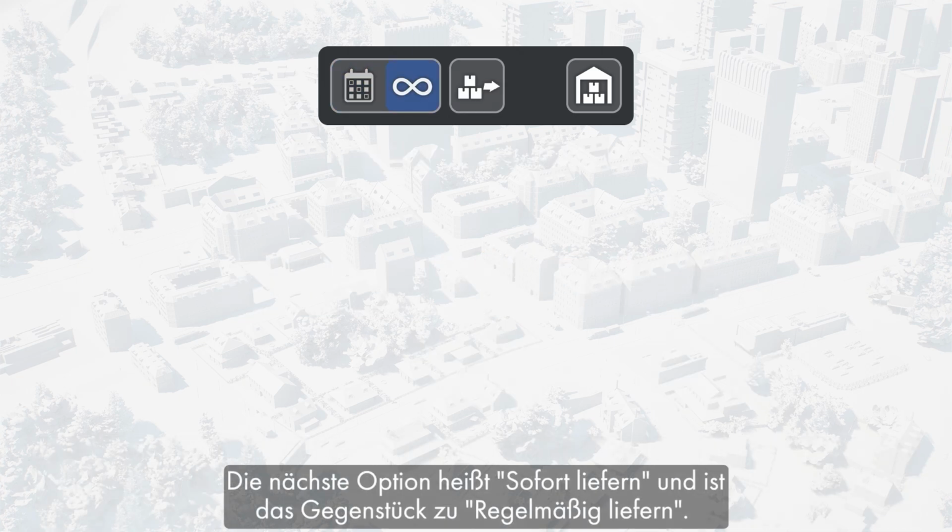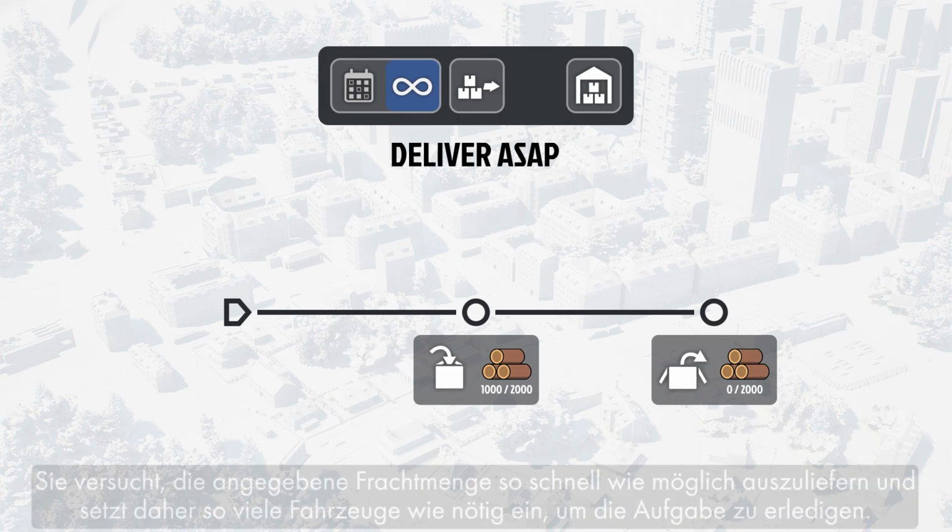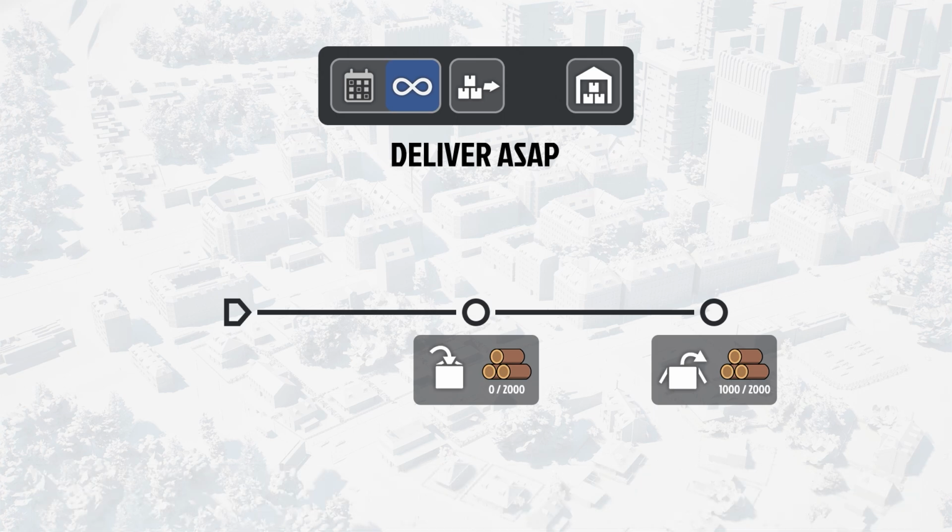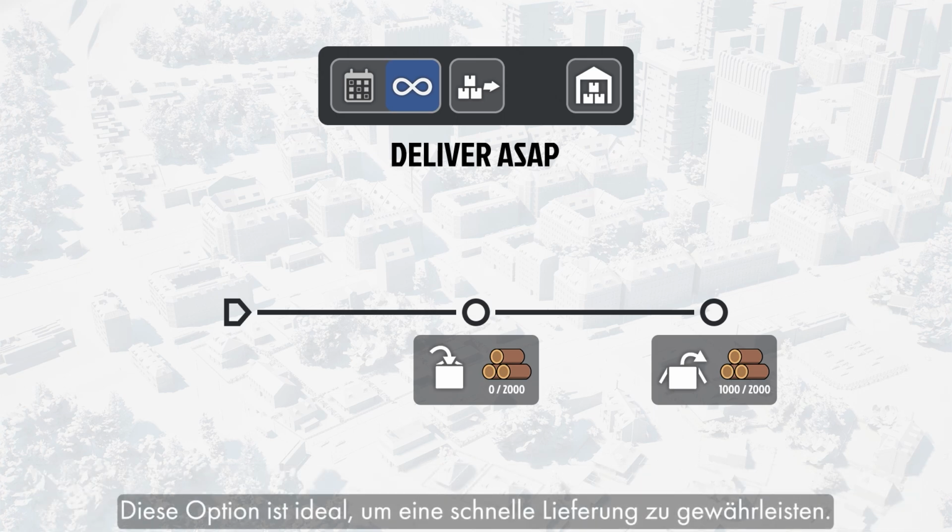The next option is called Deliver ASAP, and it is the counterpart to Deliver Periodically. As the name implies, it tries to deliver your specified cargo amount as soon as possible and will therefore deploy as many vehicles at once as possible to get the job done. This option is great to ensure fast delivery.